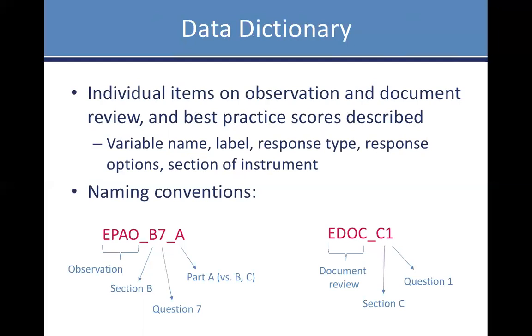And then if there are different subcomponents within each section, those are tacked on at the end after another underscore. So that's part A versus part B and C of that question. So that gives a little bit of context for how we name the variables and how you can get information from just looking at the names. Similarly, for the document review, we have EDOC, signifying the EPAO document review, and then section C, question 1, would be indicated by that variable name.